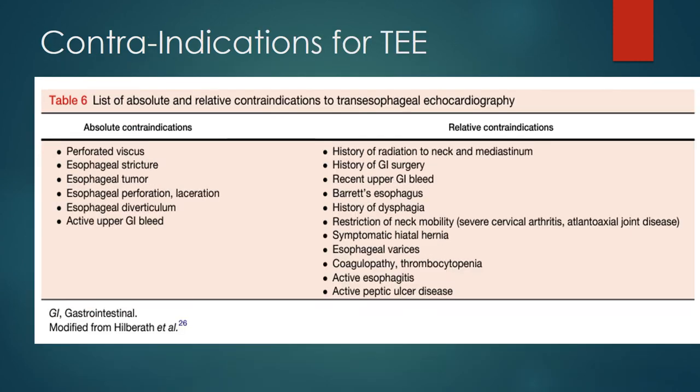So contraindications for TEE, we touched on this briefly. Esophageal stricture is one of these. Esophageal tumors, perforation, laceration, active upper GI bleed, and then esophageal webs or esophageal diverticulum.